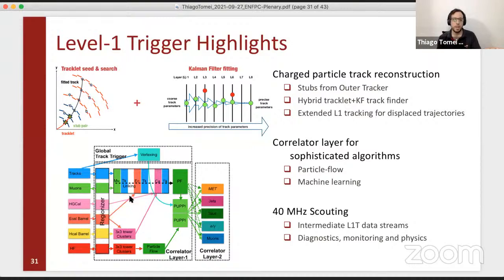Then, since the FPGAs nowadays are much better, we'll be able to have this correlator layer that will be able to run extremely sophisticated algorithms, like the aforementioned particle flow at level 1, but even also machine learning, which is something that was unthinkable at the beginning of the LHC. And since we have all this high-level information already, we'll be able to do 40 megahertz scouting, where we save these candidates, these intermediate streams, to do not only diagnostics and monitoring as we must, but we'll also be able to do physics with these level 1 particle flow candidates. So again, it opens up a completely different avenue of research.